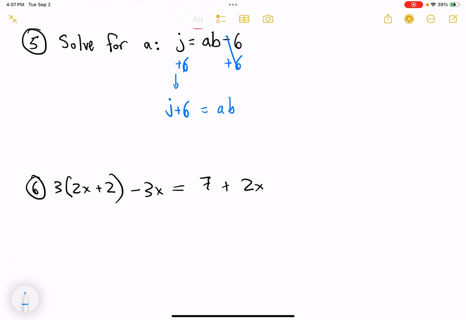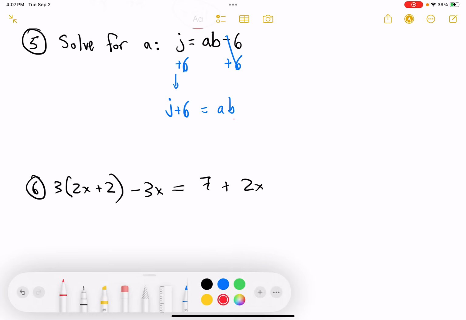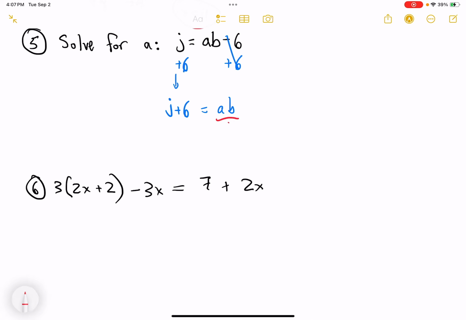Well, we want to get a alone, so the last step, as you know, is if a is times b, we want to divide by b. Divide by b. Therefore, a is equal to j plus 6 all over b. We circle it. That's our answer. We don't know what j equals. We don't know what b equals, so that is our final answer. And that's how we solve in terms of things.